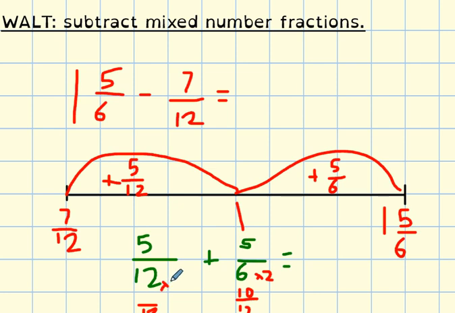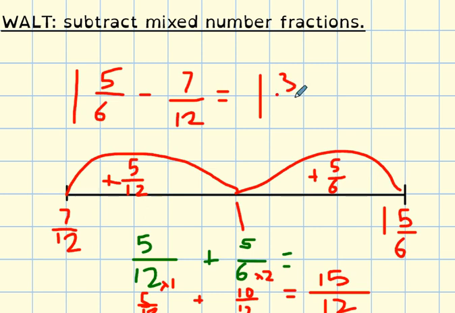Add my two values together. I'm finding the difference, so I'm counting up. 5/12 add 10/12 would give me 15/12. It's an improper fraction. How many full lots of 12 can I make from 15? I can make one full lot of 12 with a difference of 3/12. So my answer would be 1 and 3/12.